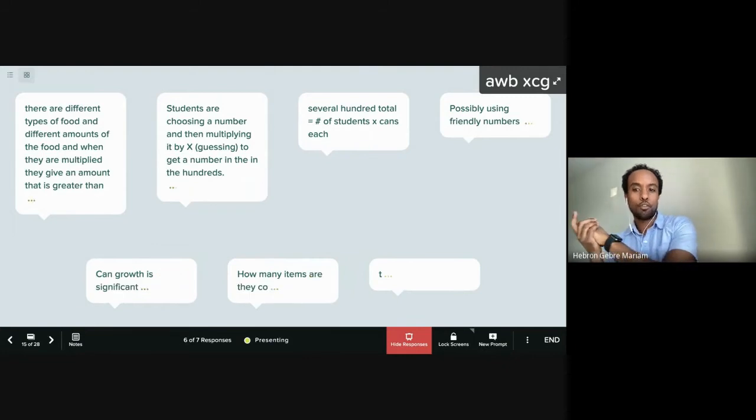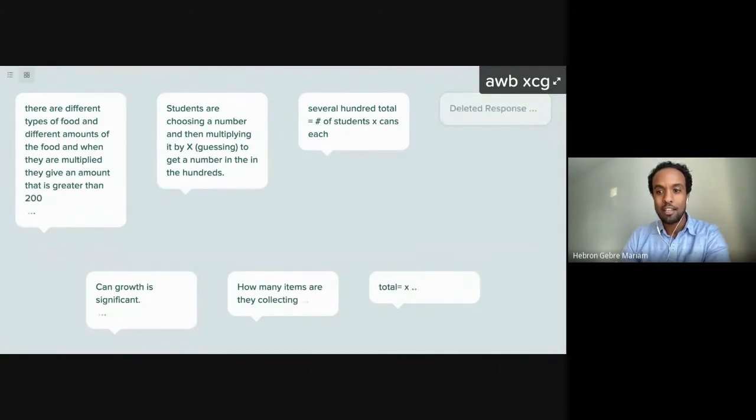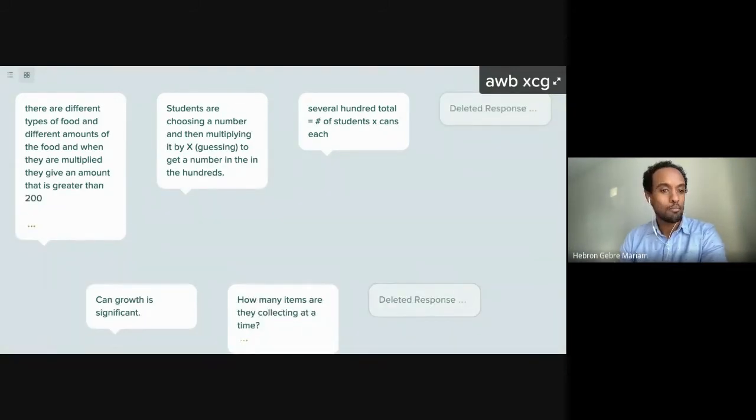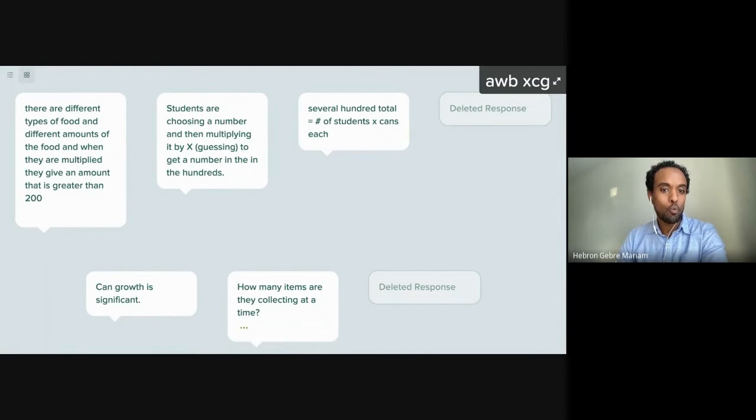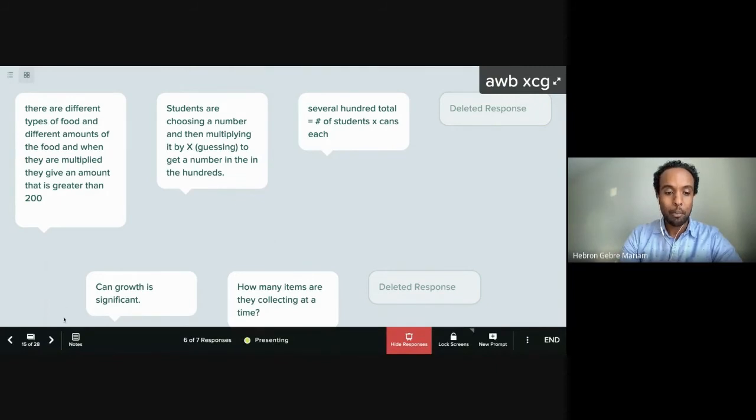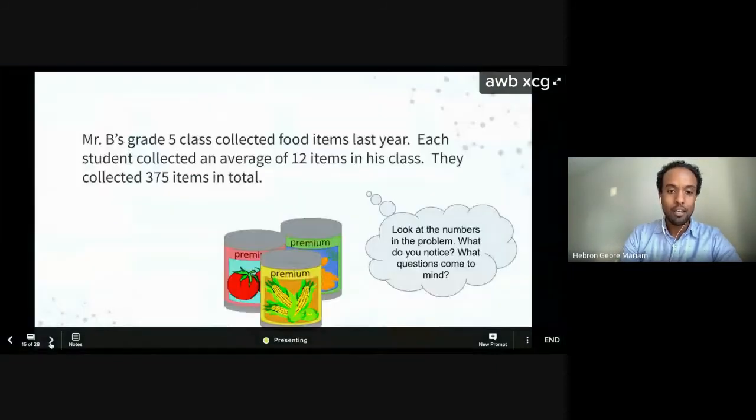Okay, so if you pop over to the screen that I'm sharing in the Google Meet tab, you can see some of people's responses about what situation this is. There's food involved, different amounts of food. The theme that I see happening is there's some multiplicative relationship. Growth is happening in what people are mentioning. So we're going to keep that in our back pockets, and we're going to continue.